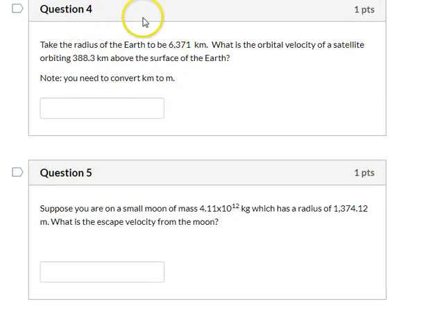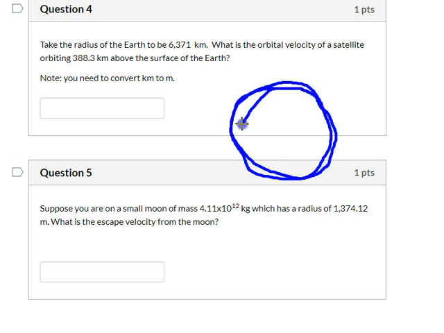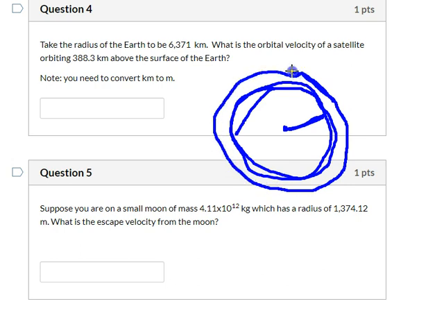We have the radius of the Earth. We have a satellite going in orbit around the Earth. And this brings up what I was talking about earlier. Right? We have the Earth, which is much rounder than this, and it has some radius of 6371 kilometers. And then above the Earth, there's a satellite going in orbit around the Earth, just above the Earth, and it is at a height of 388.3 kilometers. Now, all of these we have to convert to meters in order to use them in the equation.